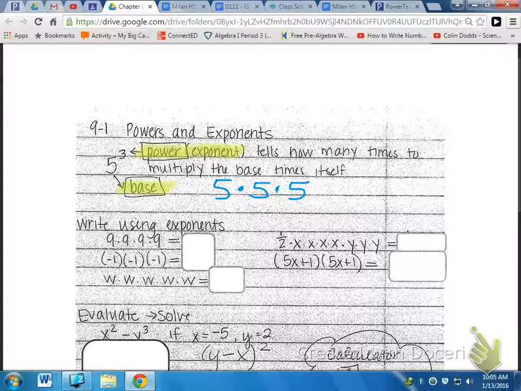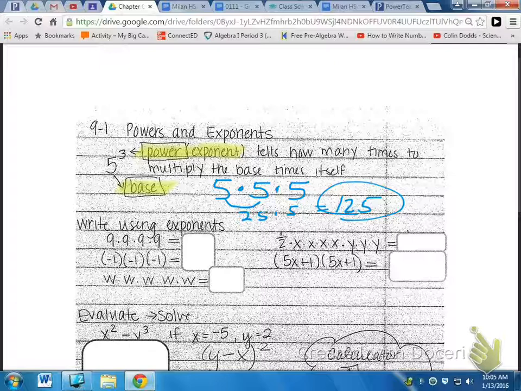Okay, so 5 times 5 times 5. That is not 15, because 5 times 5 is how much? 25. And 25 times 5, 125. So we're taking things and multiplying it by itself according to the exponent. We're just going to get some practice in. Write some expressions, some products using exponents.